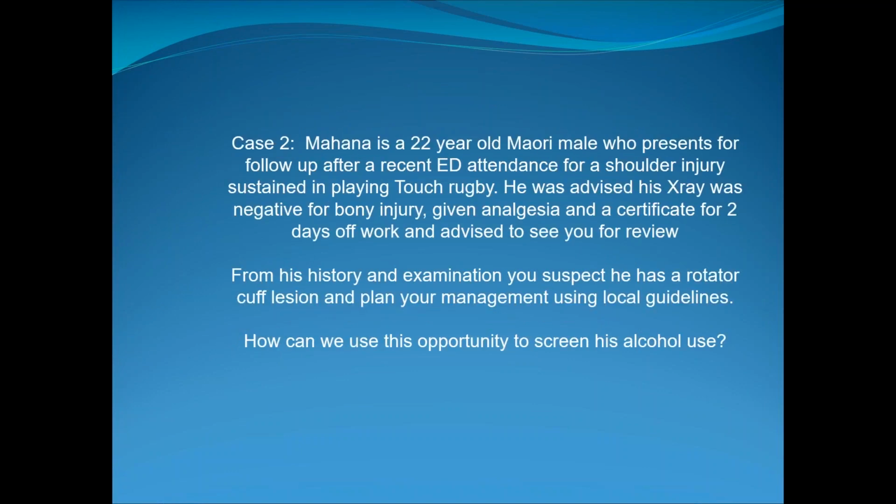So case 2 is Mahana, a 22-year-old Māori male who presents after a recent ED attendance for a shoulder injury sustained playing touch rugby. His x-ray was negative, he was given analgesia and a certificate for 2 days, and advised to see you for a review. So you think he's got a rotator cuff lesion and you're planning your management using local guidelines. So there's nothing about alcohol in this situation altogether. How can we use this opportunity to screen for alcohol use?